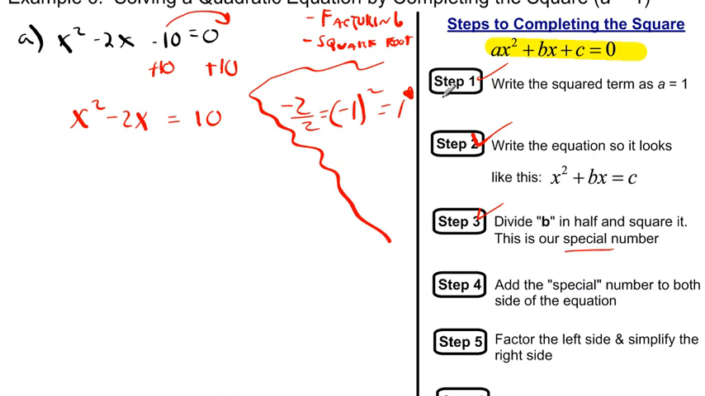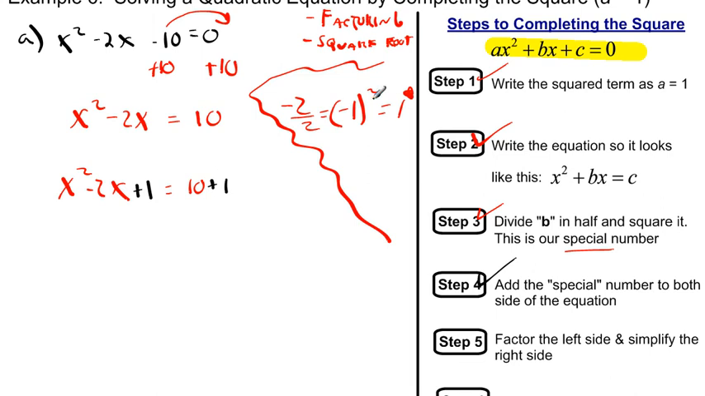Now, add the special number to both sides of the equation. I'm going to take our special number 1 and add it to the left side and to the right side. So watch this: x squared minus 2x, I'm going to add 1, and on the right side I'm going to add 1. Does that satisfy step number 4? Add the special number to both sides of the equation. Look, I added a 1 on the left side and a 1 on the right side. So that's step number 4. Bing.